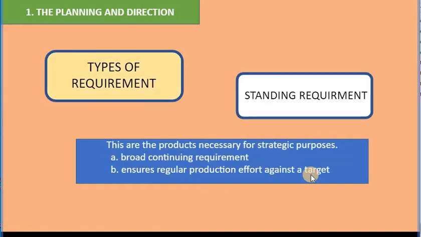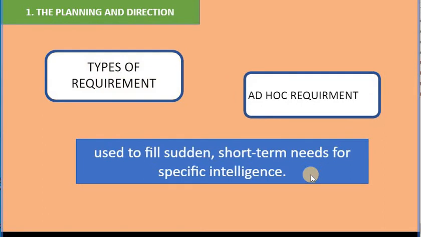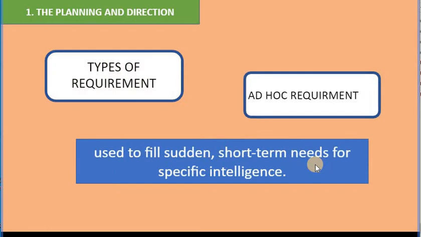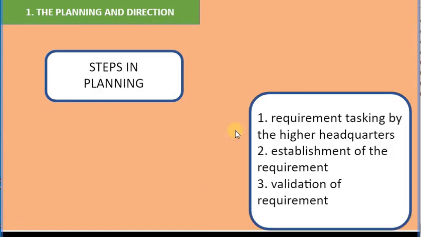Again, we have two requirements, standing and ad hoc. Standing requirements are for the long-term process of your production or your intelligence. Ad hoc is just for a specific short-term need or specific time, to fill a sudden operation or a sudden problem that you need to solve. Those are the types of requirement.